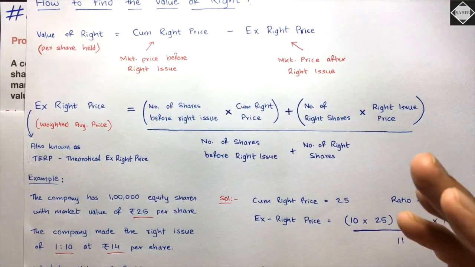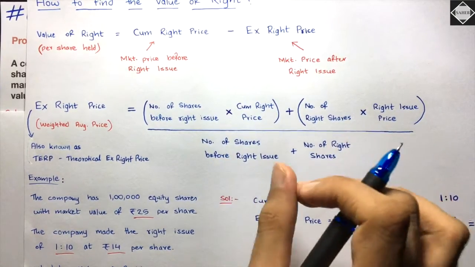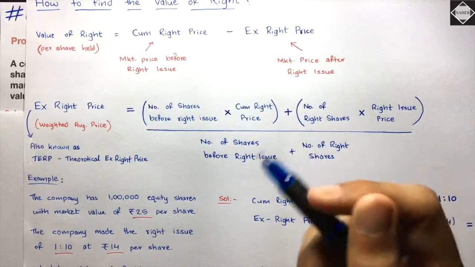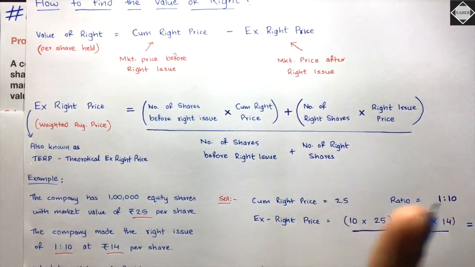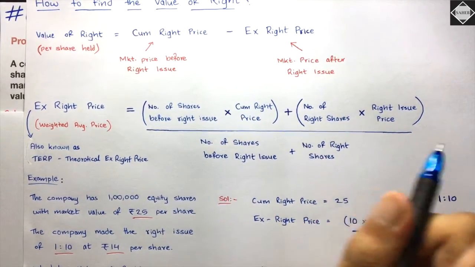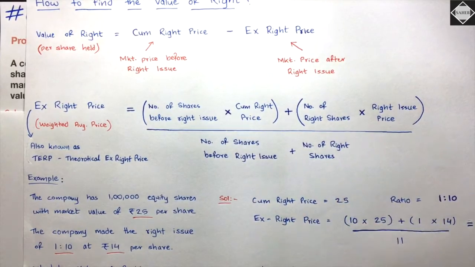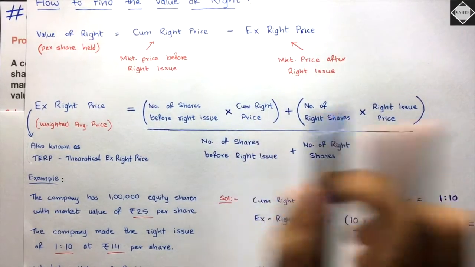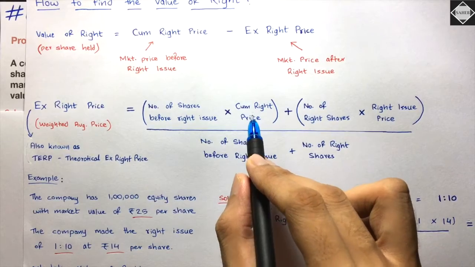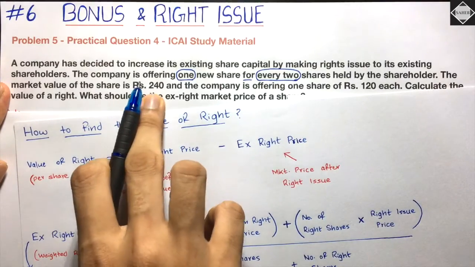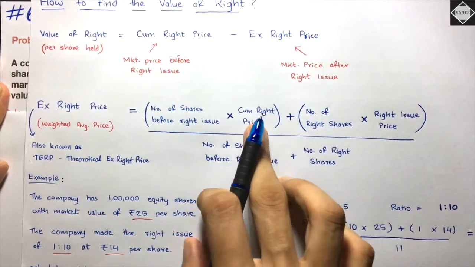There are many other formulas actually, but what we do over here is to simplify things, we consider the ratio, not the actual number of shares. We just take the ratio. How do we take the ratio? See, the cum right price will not change. It will remain the same. Here it's 240, right? So 240 will come here, as the cum right price.